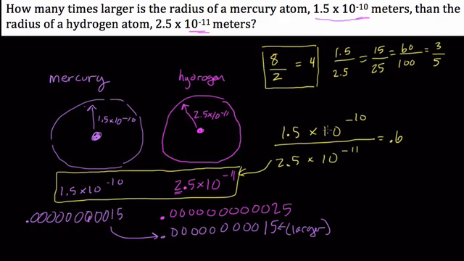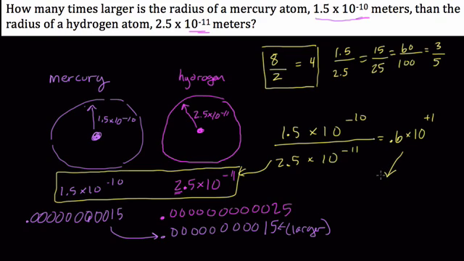And then the nice part is, when you take 10 to the negative 10th and divide it by 10 to the negative 11th, since you have the same base, you just subtract the exponents. It's a nice law of exponents used right there. We get times 10 to the positive 1, because negative 10 minus negative 11 is positive 1.